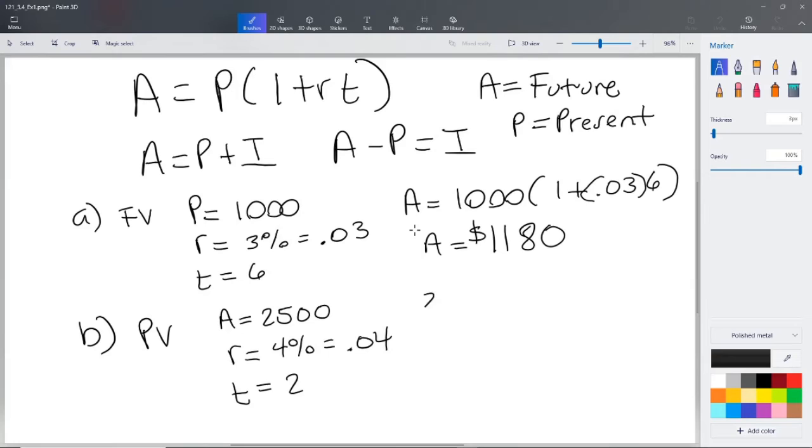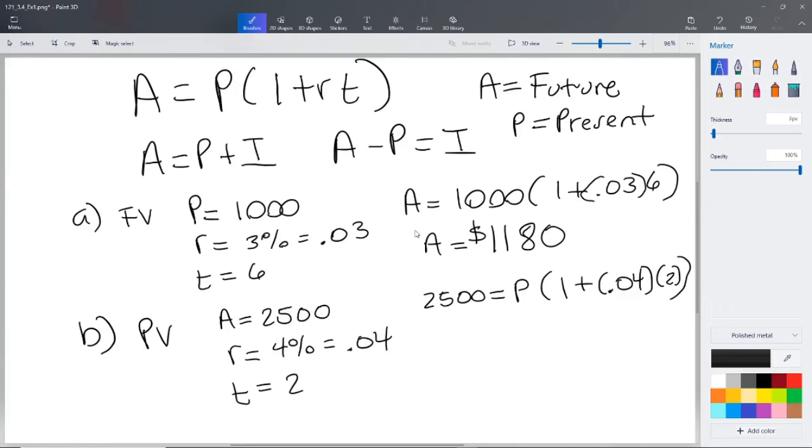All right, so in our case, we know that 2,500 is the A value. The P value, well, that's the unknown value in this case. We know 1 is 1, plus we know that our interest is 0.04. And we know that the time is 2 years. All right, so once again, what we're going to do is start in here. We're going to take 0.04 times 2, then we're going to add 1, and we're going to come back to this screen so we can set it up properly.